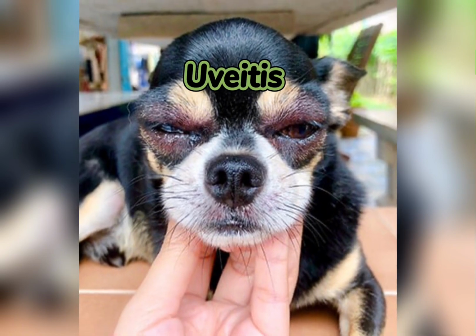Uveitis is the inflammation of the interior portion of the eye, and it can be either the result of a severe eye infection or the result of another condition. Most of the time, the eye will be red and swollen. This condition is also fairly painful. Blood may or may not be present in this type of eye infection.